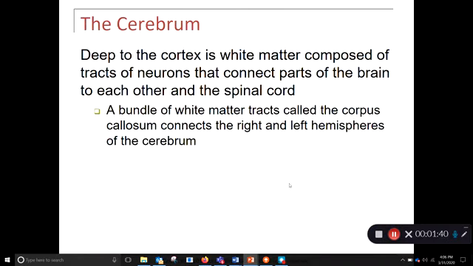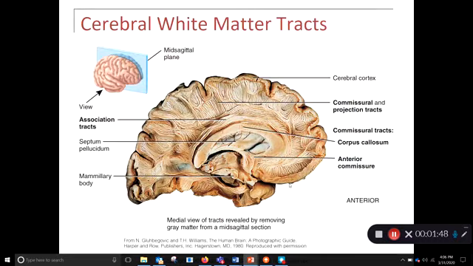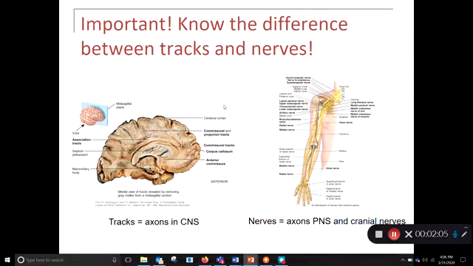Deep into the cortex, you're going to see a lot of white matter, and it's composed of tracts. Tracts, some of you are going, okay, that doesn't sound familiar. Let's just take a quick look at it. This is a tract. A tract is just a group of your axons in the central nervous system. You will never, ever, ever call these tracts a nerve. A nerve is a group of axons in the peripheral nervous system. The groups of axons inside your spinal cord and inside your brain are called tracts.